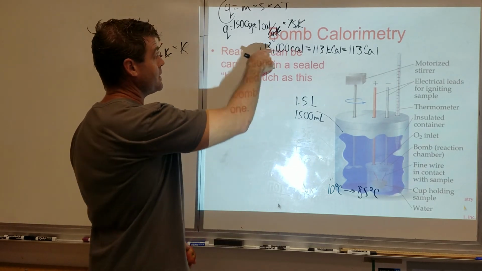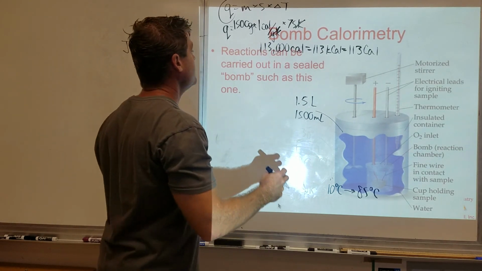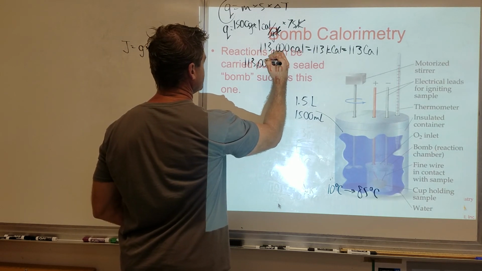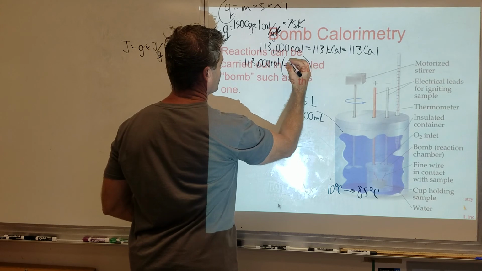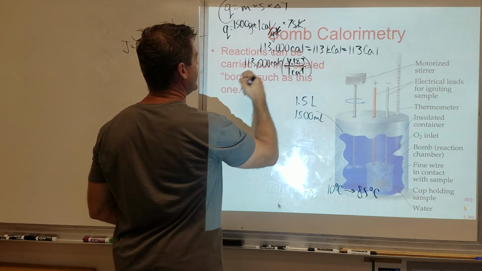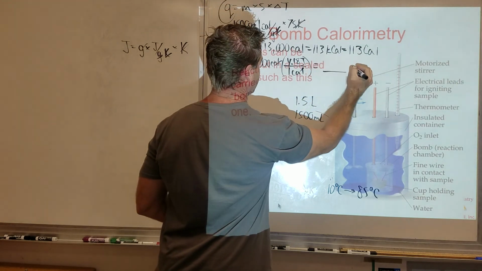And then remember, we actually don't prefer calories. We prefer the international unit, which is joules. So I'd have to convert 113,000 calories. Remember, the conversion factor is 1 calorie is equivalent to 4.18 joules. So I would multiply that by that to get the joules.